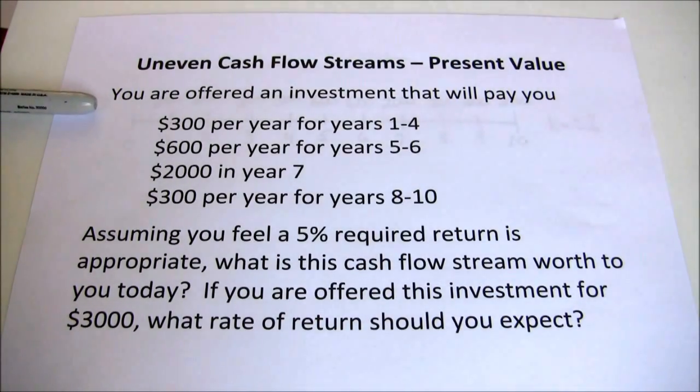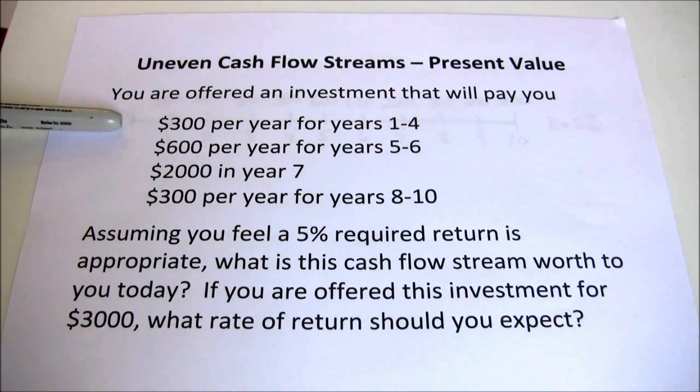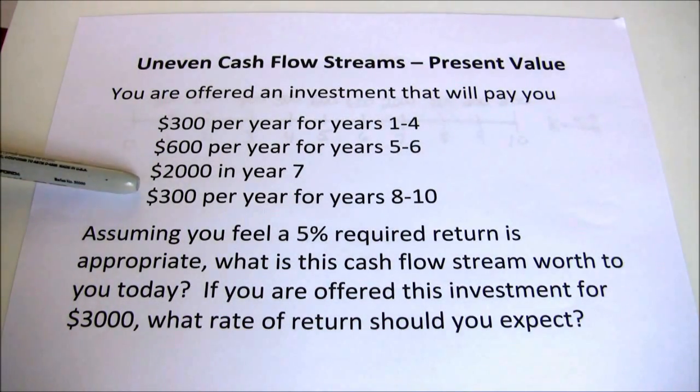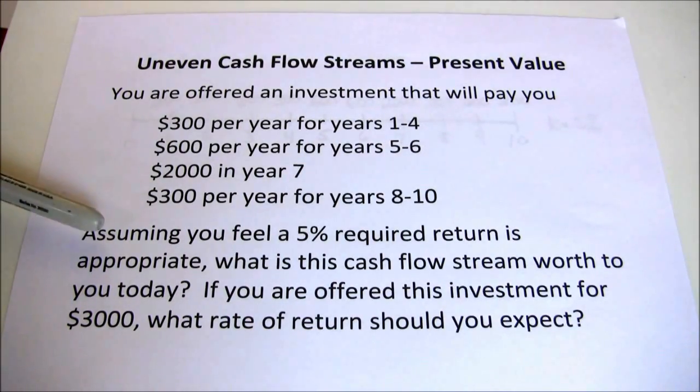Let's pretend you're offered an investment that's going to pay you $300 per year for years 1 through 4, $600 per year for years 5 and 6, $2,000 per year in year 7, and $300 per year for years 8 through 10. You feel a 5% required return is appropriate. What is the cash flow stream worth to you today?